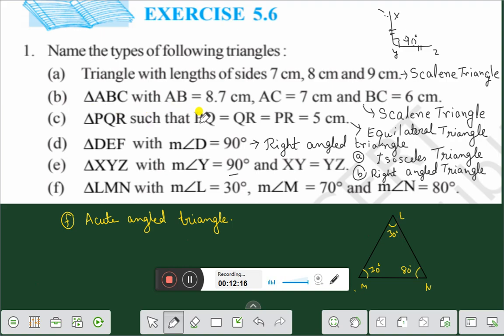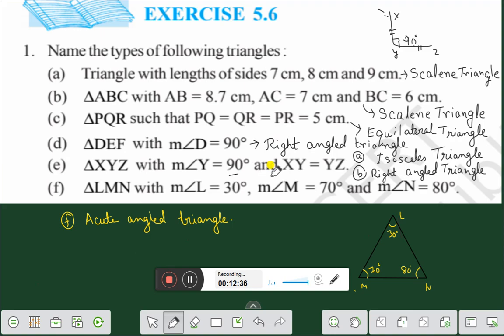Question number C. Triangle PQR such that PQ is equal to QR equal to PR equal to 5 centimeter, that is, all the sides are the same in a triangle, therefore it is known as equilateral triangle. Triangle DEF with measure of angle D equal to 90 degree. According to naming of triangles according to angle, it is a right angled triangle.